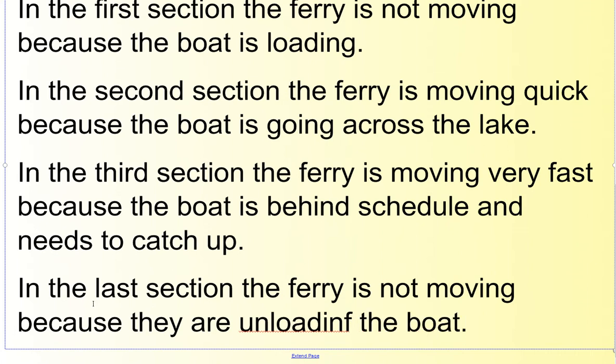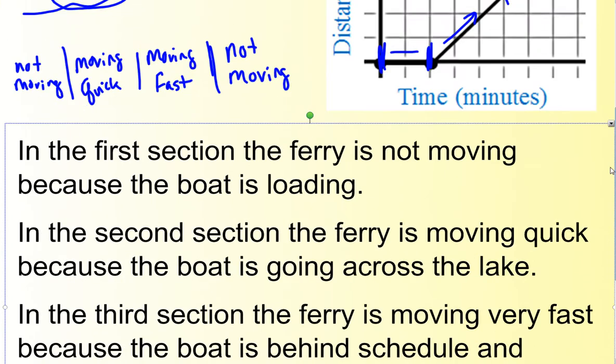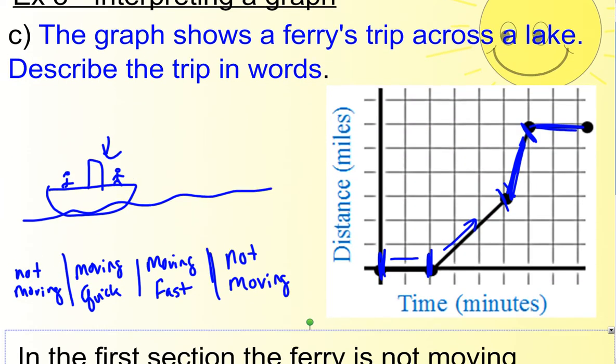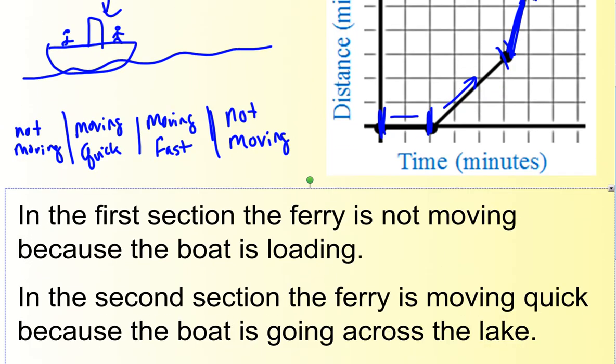There we go. Ooh, why is there an F in there? Because they're unloading the boat. The people are getting off, or the equipment's getting off, or whatever it is. That's why they're unloading, or that's why it's not moving. Okay? So we're interpreting the graph in words.